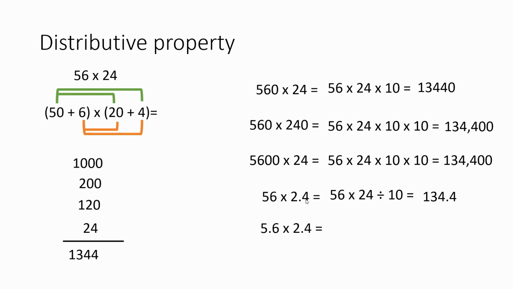Let's change it again. 5.6 times 2.4. Now I have two decimal places. I have a 0.6 and I have a 0.4. So it's the same answer. So 56 times 24, but now I'm going to be shifting backwards twice because there are two decimal places in the question. So my answer is going to be, instead of 1,344, it's going to be 13.44.